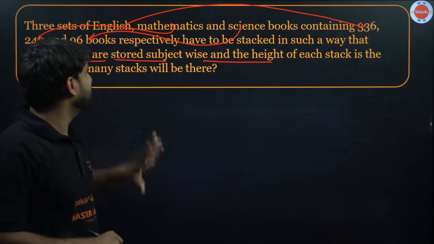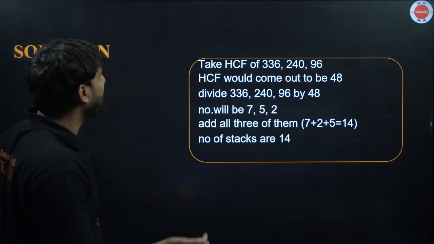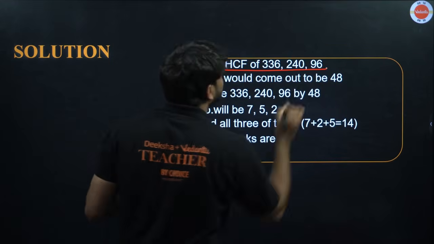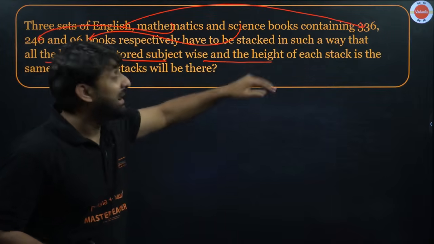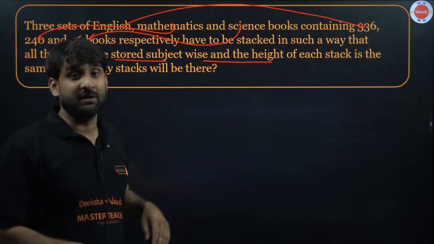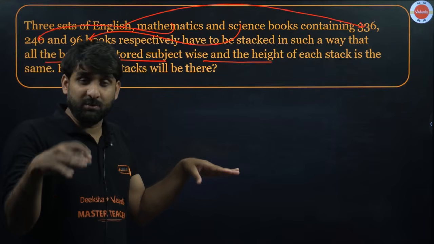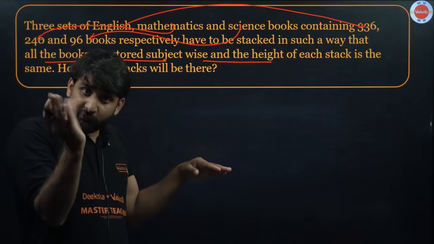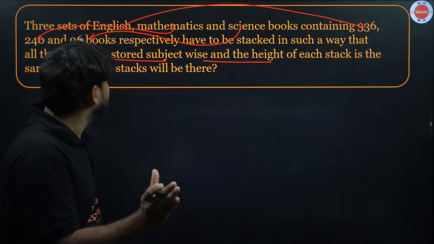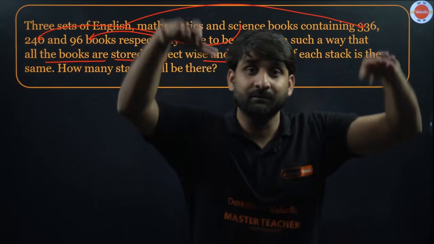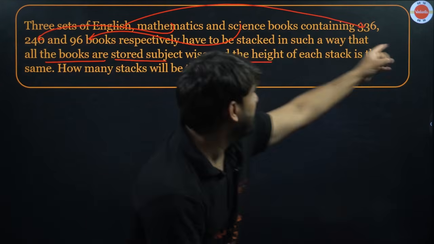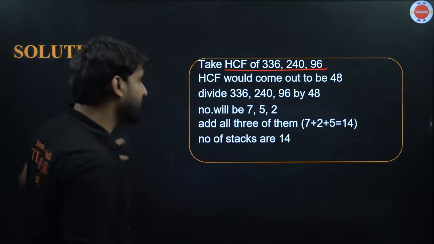So how many stacks will be there? So we have to find. So what can we do? Just take the HCF, because we have to find the number of books in a stack. Height of stack is same. It means we want that number which divides all these three numbers, because we want to make the stacks the same height. So we want that number which can divide all these three. Right, so we have to find the HCF.